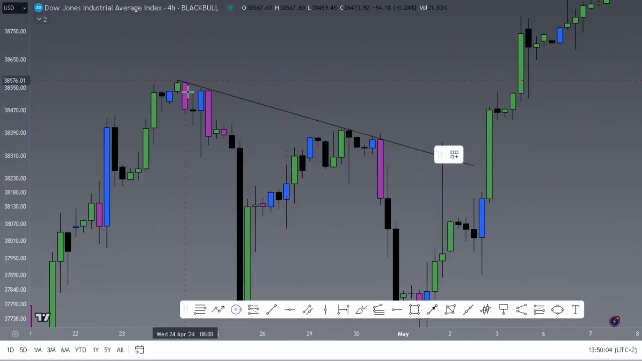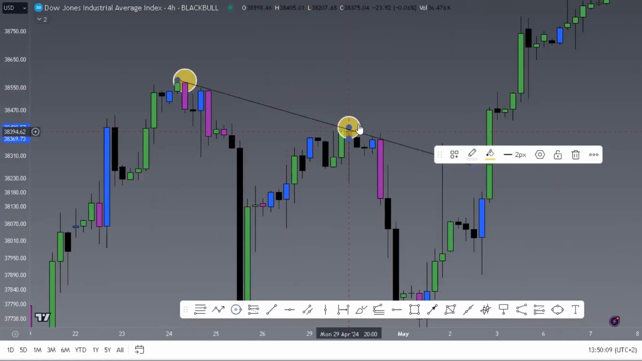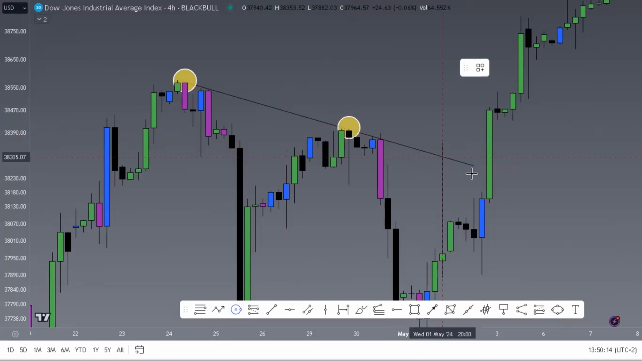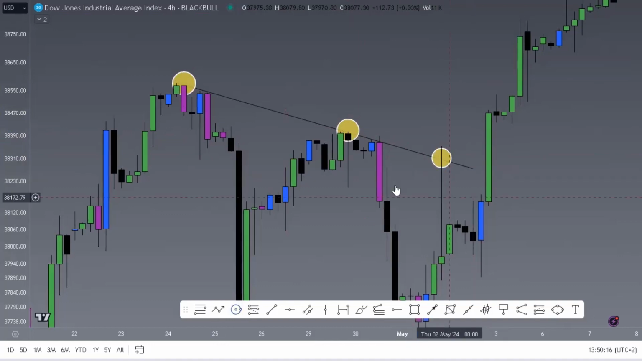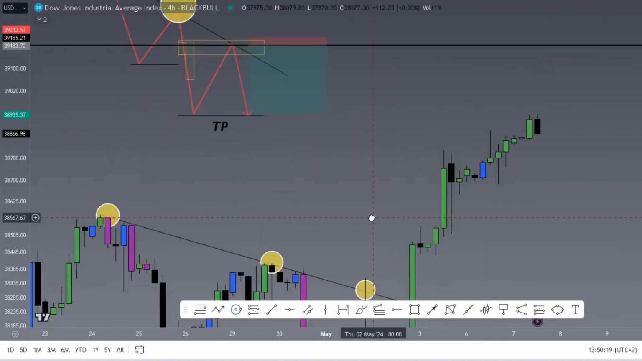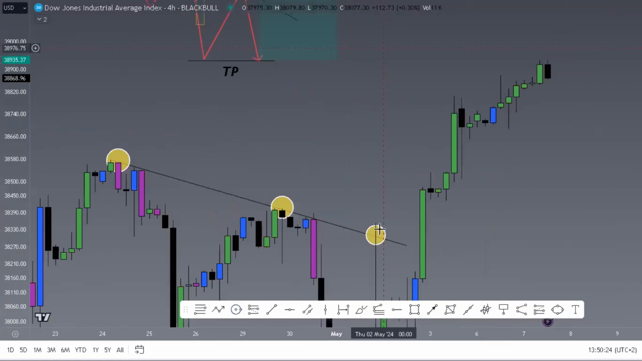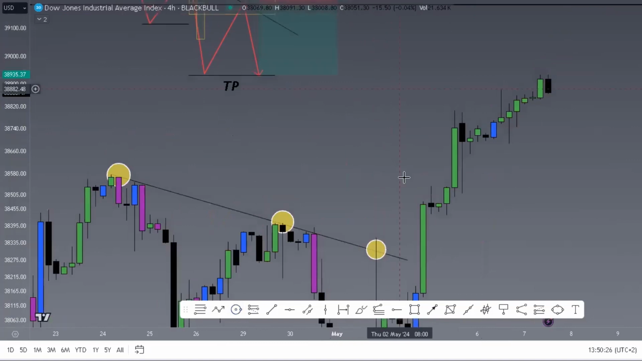First touch there. And then I will say this is my second touch. And then I'm projecting for a third touch here. All right. So once we are waiting for this third touch here, we need to see these three things. We need first, we're going to have to wait for the third touch. Of course, we can see the third touch.